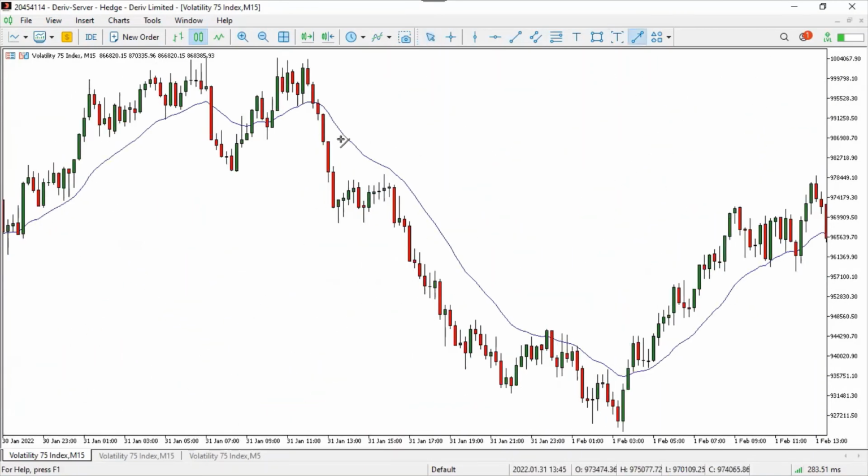You can see this also. We broke, then we came back to test. You see rejection around here. You take your trade. Then around here also, you take a trade. Around here also, you take a trade. So that is just the way to do it.